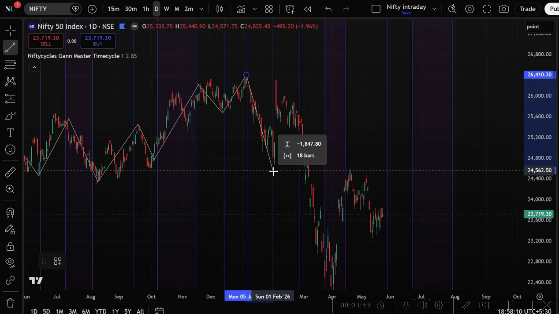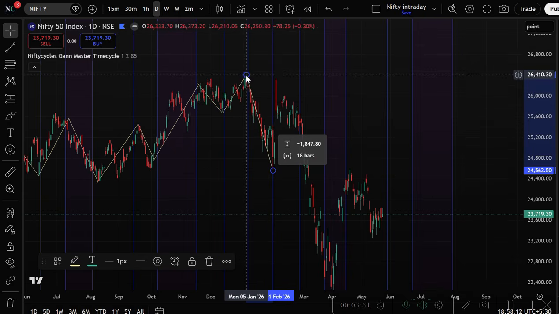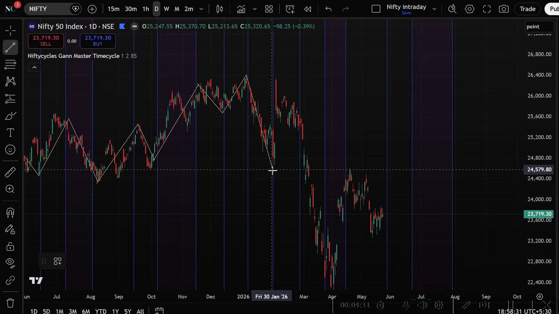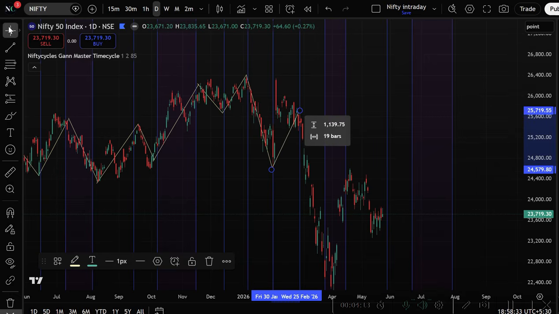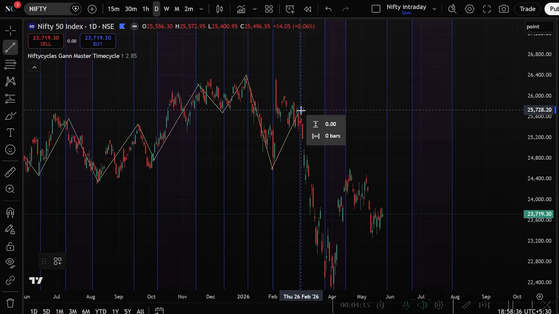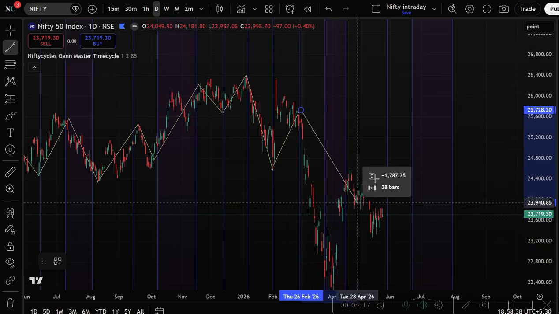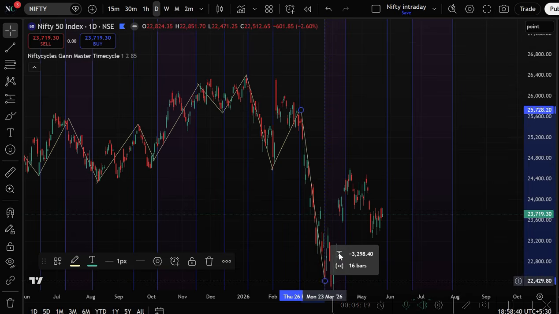Now look at this. It started falling. It's a double top here. It started falling from 26,358 to 24,571. So it's a very big move, right? Almost 1800 points, sorry. So this is a high and then a low. Look at this move.